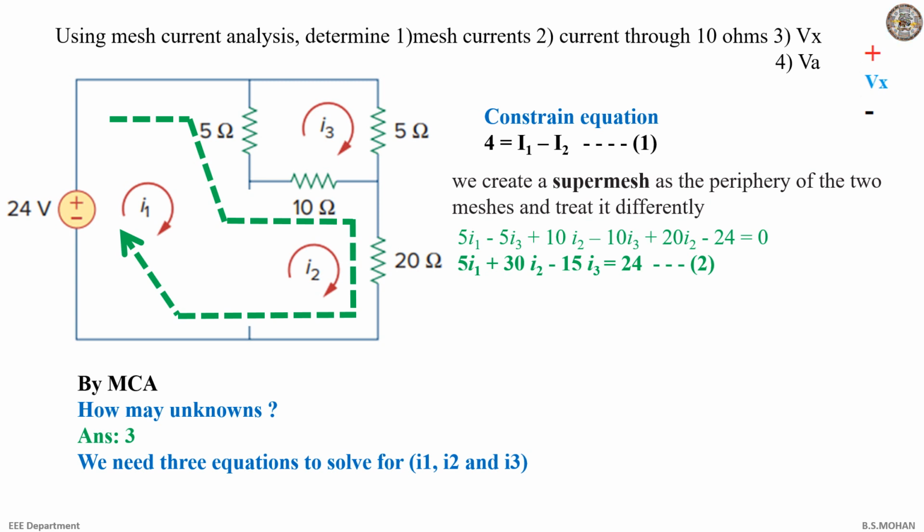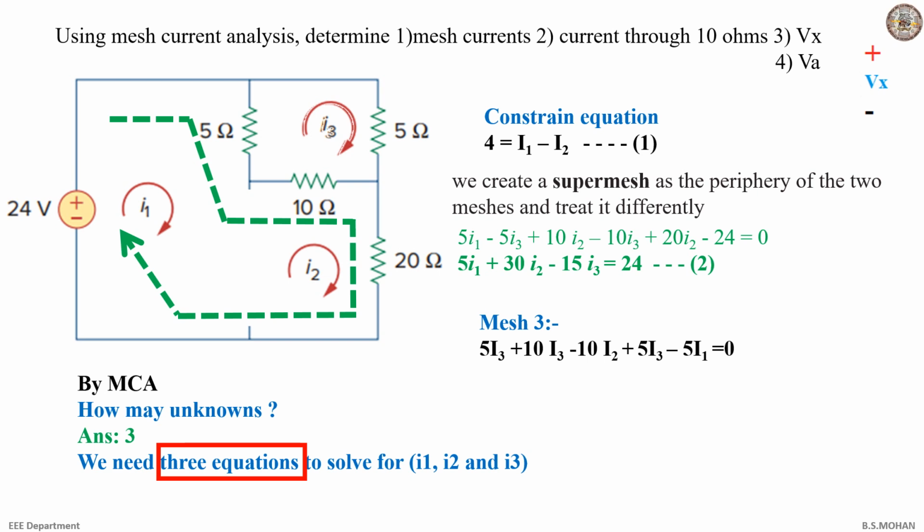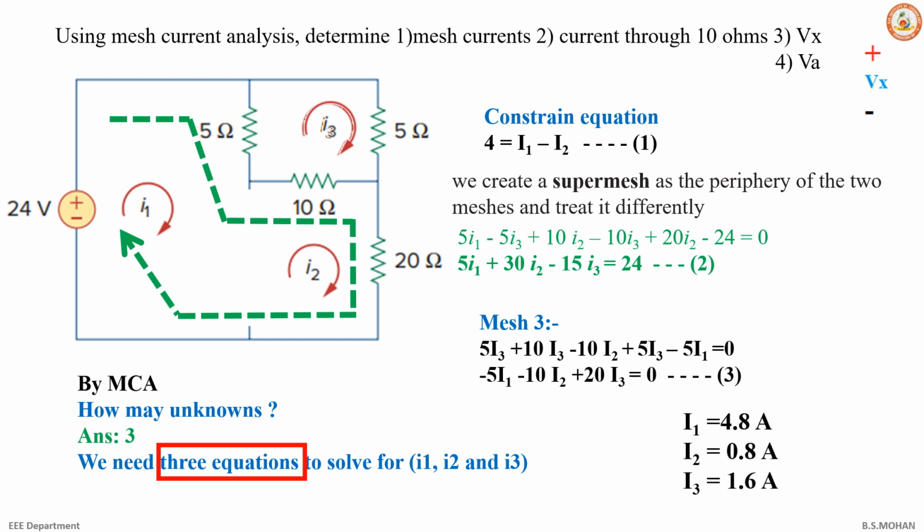I repeat, how many unknowns? 3. How many equations do we have? 2. Now where do we get the third equation from? Right? We need 3 equations. We have 2. So we apply mesh 3 to get the third equation. When you apply mesh 3, this is the equation. I hope you are aware how we write the equation. Simplifying and substituting this in the calculator, we get I1, I2 and I3 as 4.8, 0.8, 1.6 amps respectively.